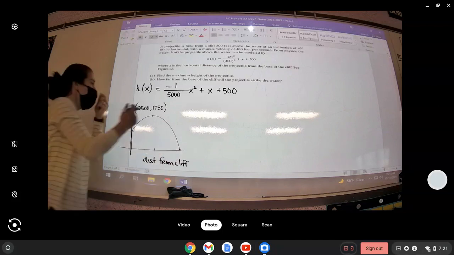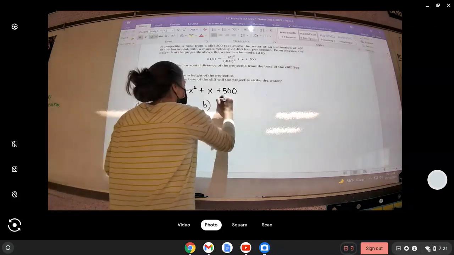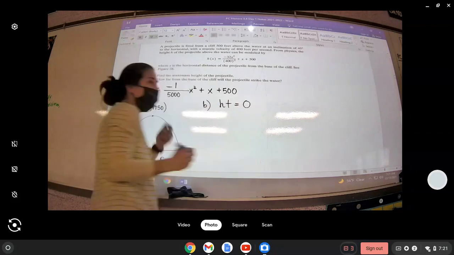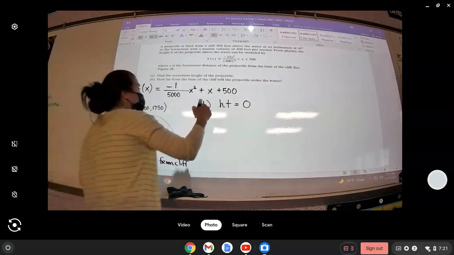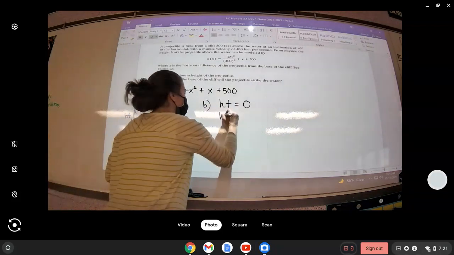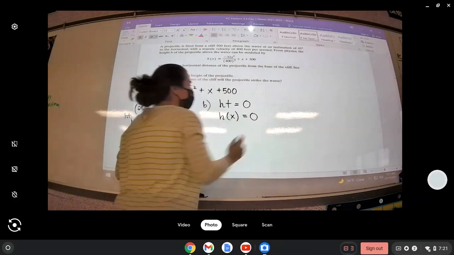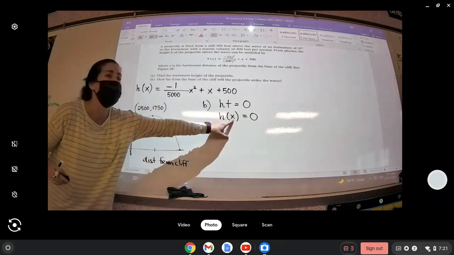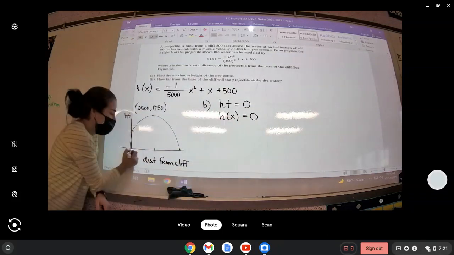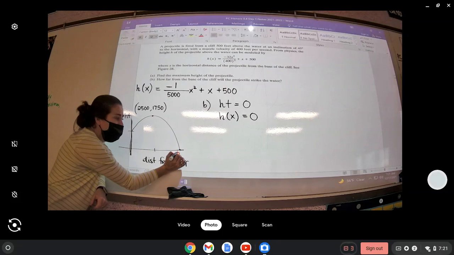0. So basically, you're trying to find out in part B, when is the height of your rocket equal to 0? Right? When is your height, your function, h of x, equal to 0? So we're trying to find x, the horizontal distance away from the cliff when your rocket will be at a height of 0, right there.